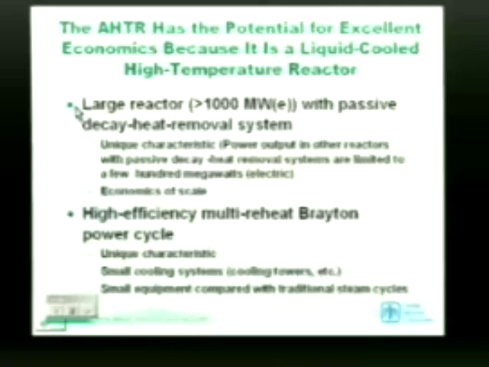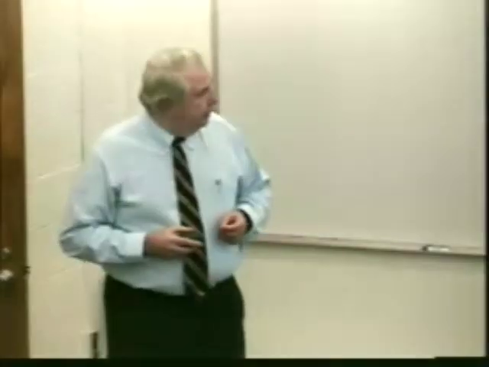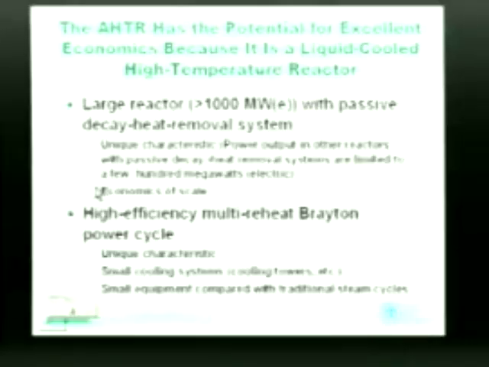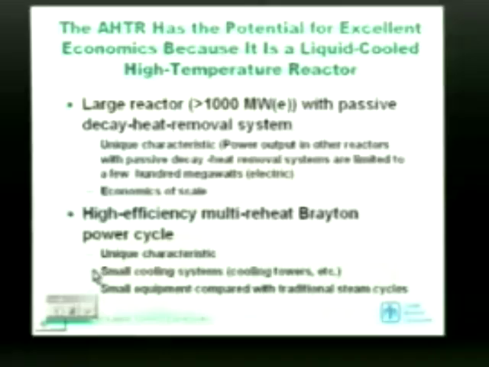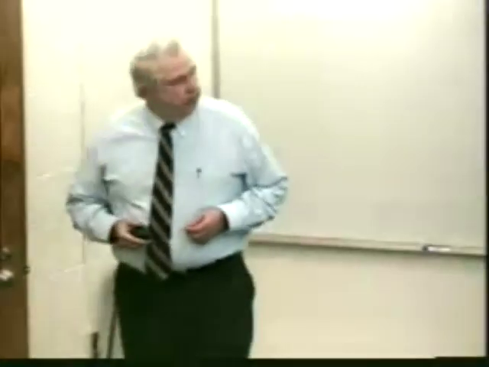First, a large reactor may be possible, 1,000 megawatts with passive decay heat cooling systems. And that's a very unique characteristic of this reactor concept. It also may allow the economics of scale. Second, we can use high-efficiency, multi-reheat Brayton cycles. It's a unique characteristic. I believe this is the only reactor concept that has ever proposed a multi-reheat Brayton cycle, although the multi-reheat Rankine cycles, steam cycles, are the standard cycle used in the coal industry. The high temperatures imply smaller cooling systems and smaller equipment compared to traditional steam cycles.